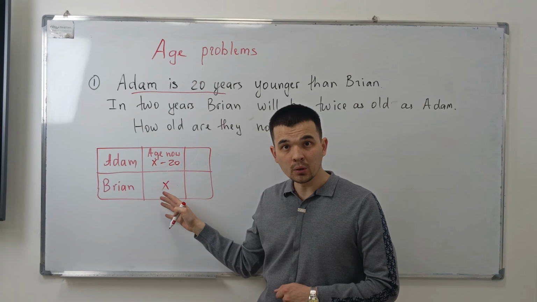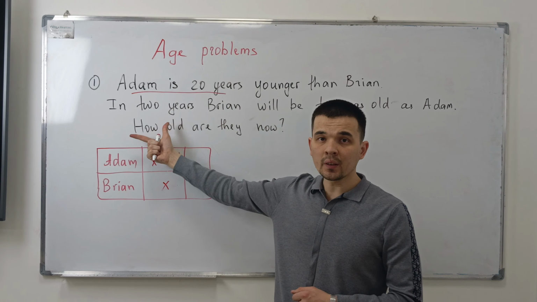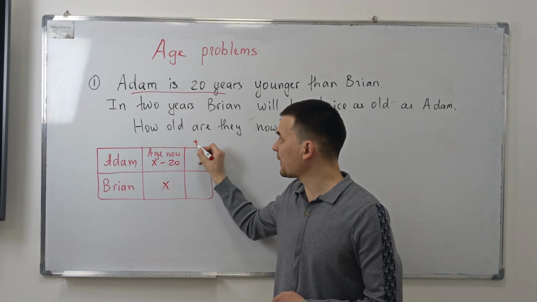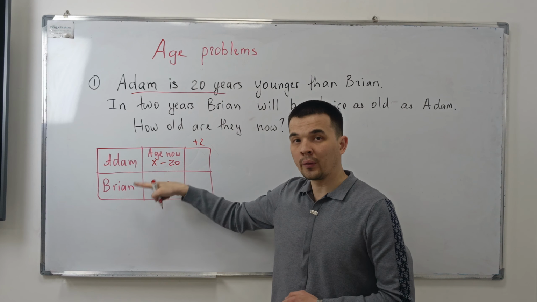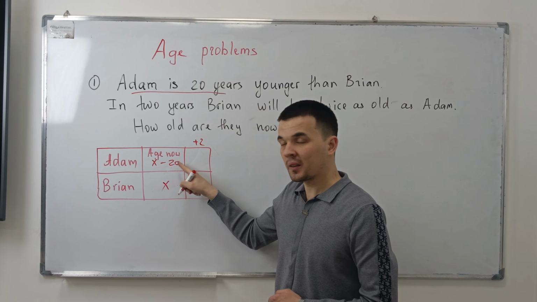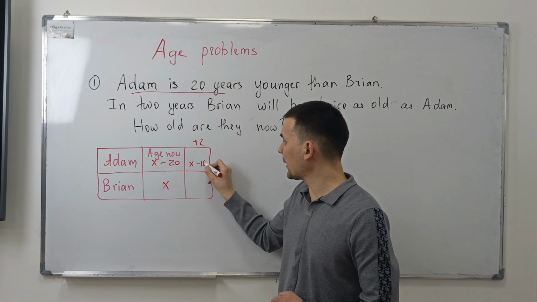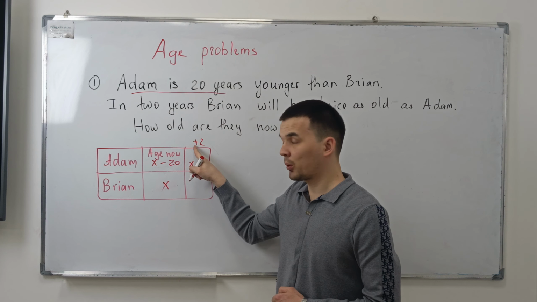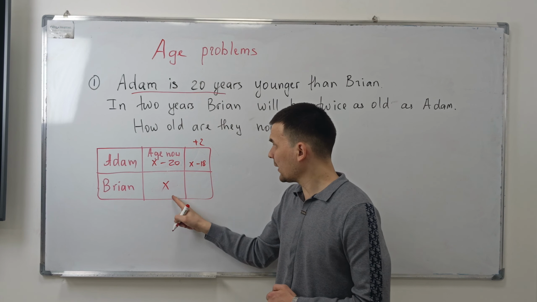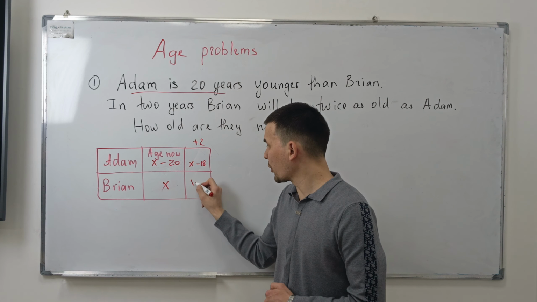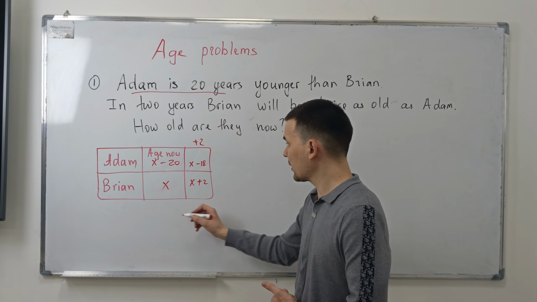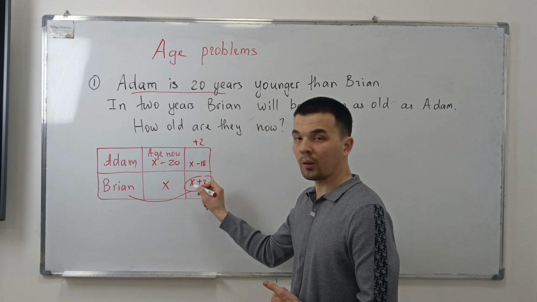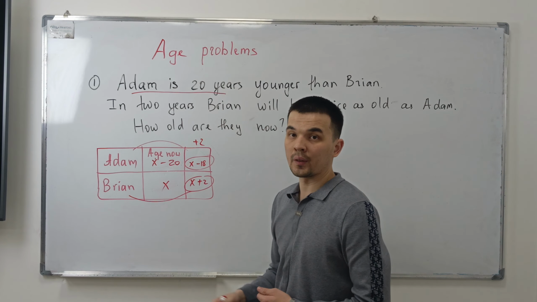I hope you understood. So, in 2 years, if you see "in," it means it's in the future. That's why we have to add a number to both of their ages. So, if you add 2 here, it will be minus 18, because minus 20 and plus 2 is minus 18. And you have to add 2 for Brian as well. So, what we have here is Brian's age and Adam's age.